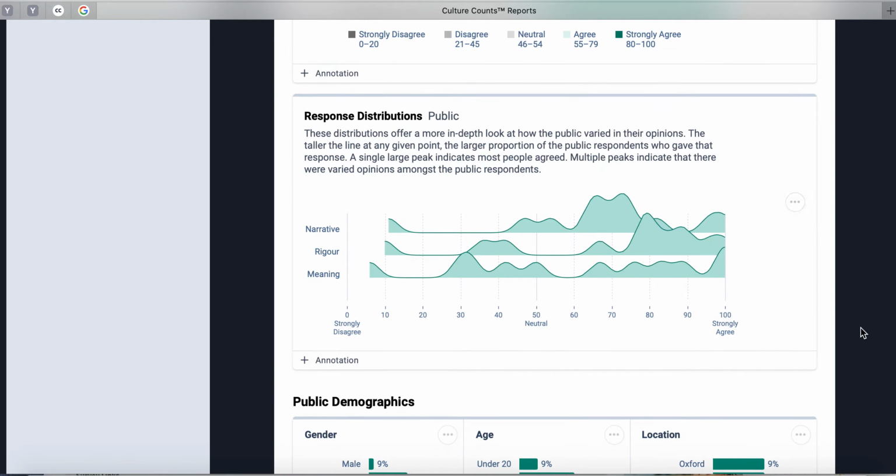Okay, so you've got here response distribution, and this enables you to see where the majority of responses fall. So these are the scores along the bottom here. And then dependent on how high the point is on the chart, shows you how many people would have responded at that point.